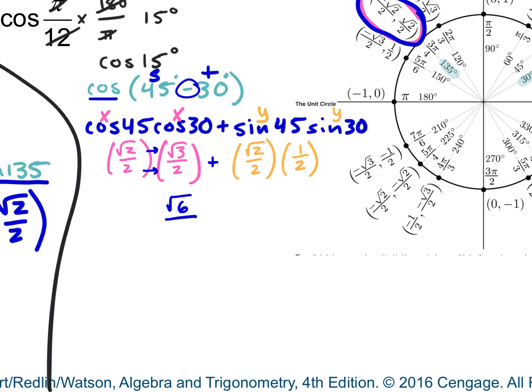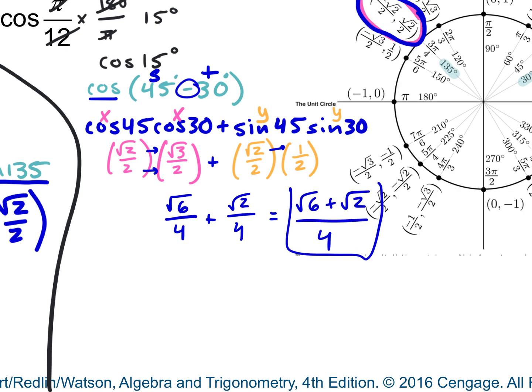So multiply, we'd get square root 6 over, what's 2 times 2? 4. Plus square root 2 times 1 would just be square root 2 over 4. So this would simplify to square root 6 plus square root 2 over 4.